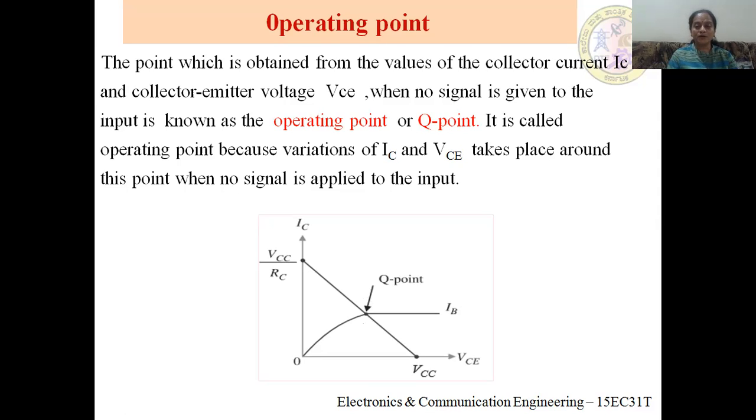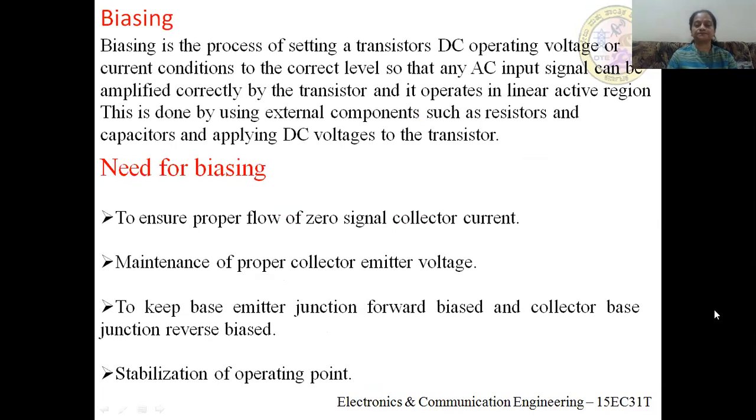So operating point is nothing but the zero signal value. Zero signal means without applying the signal, what collector current flows in a transistor and what the collector-emitter voltage is; that is denoted by an operating point. In detail, we are going to discuss how to get an operating point in the next video. So please go through that.